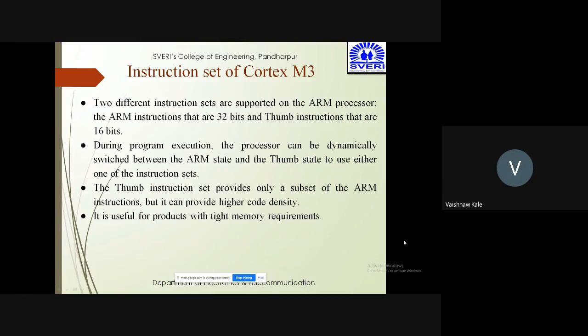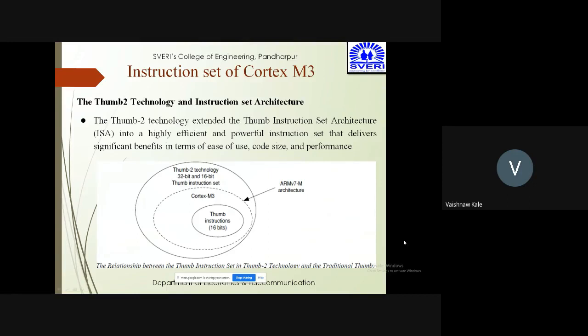The Thumb instruction set provides only a subset of the ARM instructions, but it can provide a higher code density. It is useful for products with tight memory requirements. So, as I was saying, you can see that it has two instruction sets. One is the ARM instruction set and the second one is the Thumb instruction set. You can see that the Thumb instruction set is 16-bit, which is inside the Thumb-2 technology, which is the combination of 32-bit and 16-bit instruction sets.